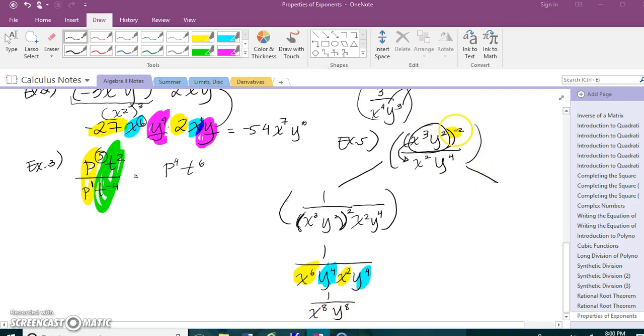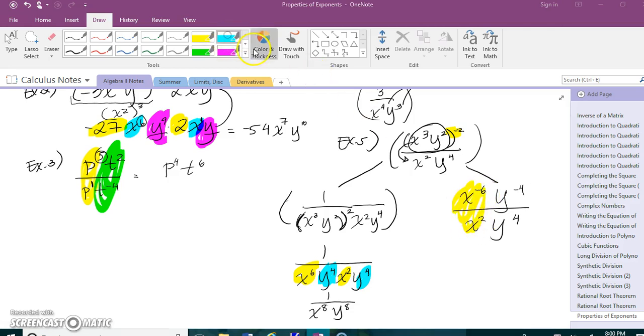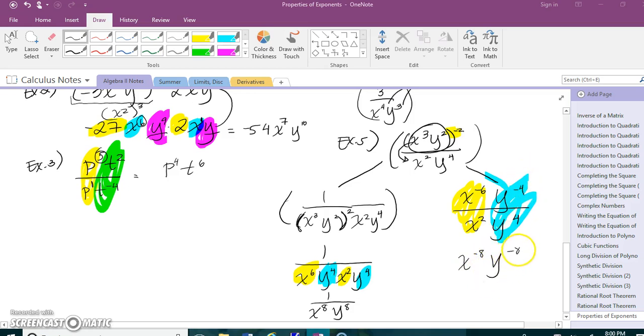You could also say, I don't want to move anything first, and you could say, all right, x cubed to the negative 2nd is x to the negative 6th. Y squared to the negative 2nd is y to the negative 4th. These two are still here. And then you could say, okay, if I'm dividing, you're going to subtract. So then you could say x to the negative 6 over x squared. Negative 6 minus 2 is negative 8. And then negative 4 minus 4 is negative 8.